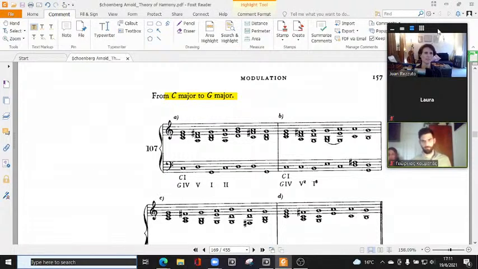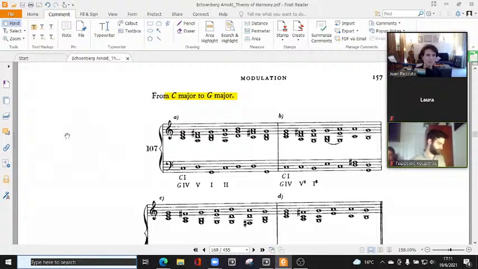Yeah, this applies to sonata forms, when you have the tonic and the theme A is in tonic C major and the theme B is in the dominant. So before we play, I'm going to see who's brave enough to play.